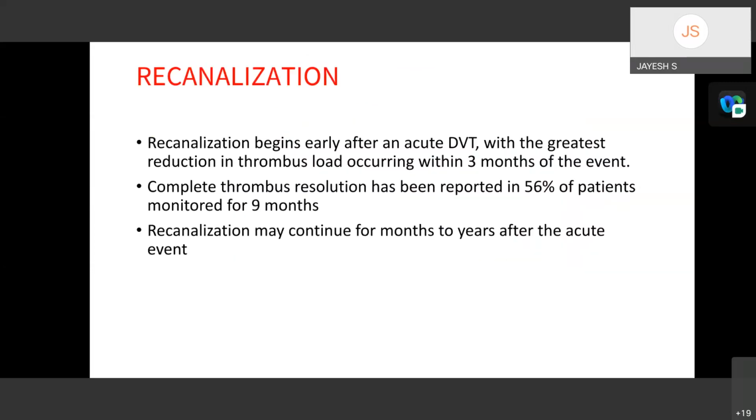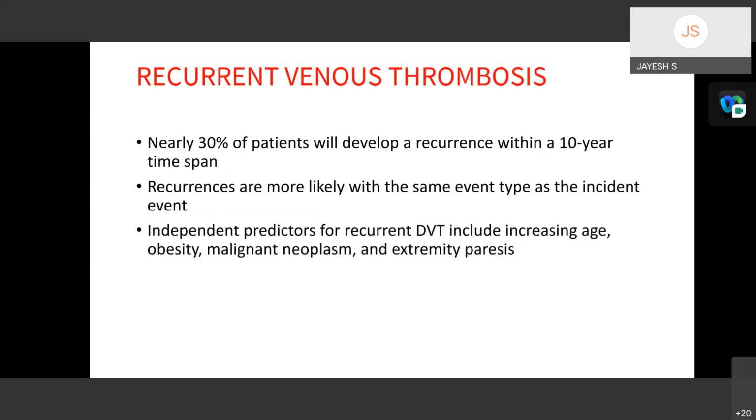Recanalization begins early after an acute DVT, and the greatest reduction is seen within 3 months of the event. Complete resolution has been reported in 56% of the patients monitored for 9 months. The recanalization may continue for months to years after the acute event. For recurrent venous thrombosis, nearly 30% of patients will develop a recurrence within a 10-year time span, and the recurrences are more likely to be the same event type as the incident event.